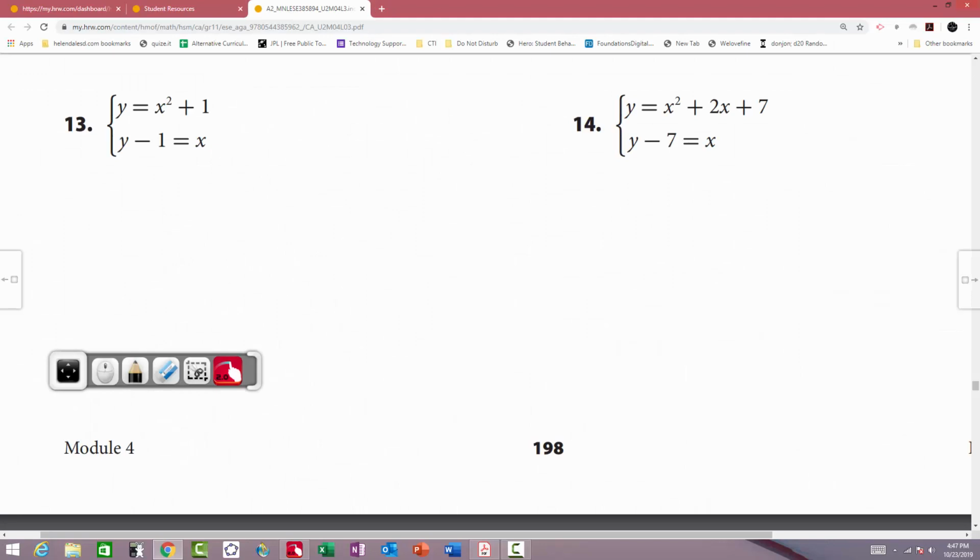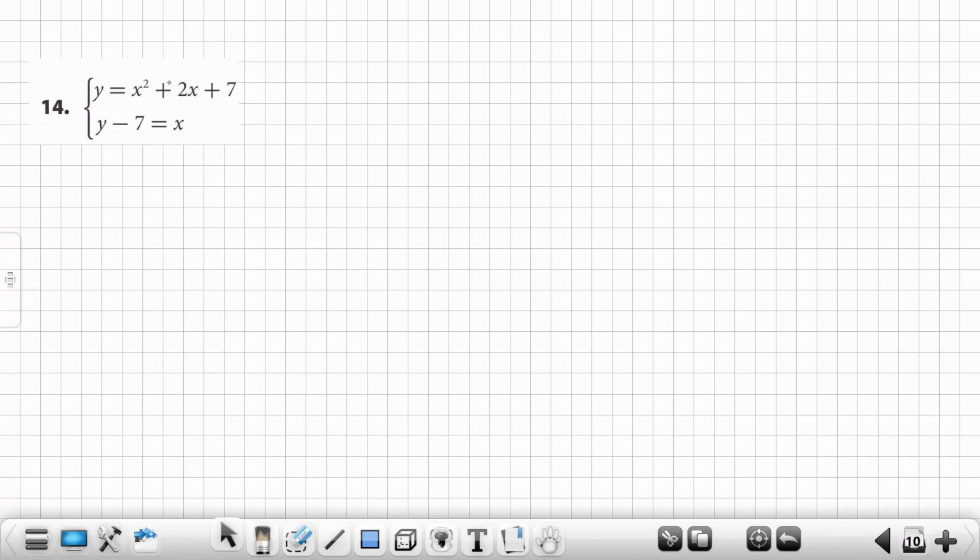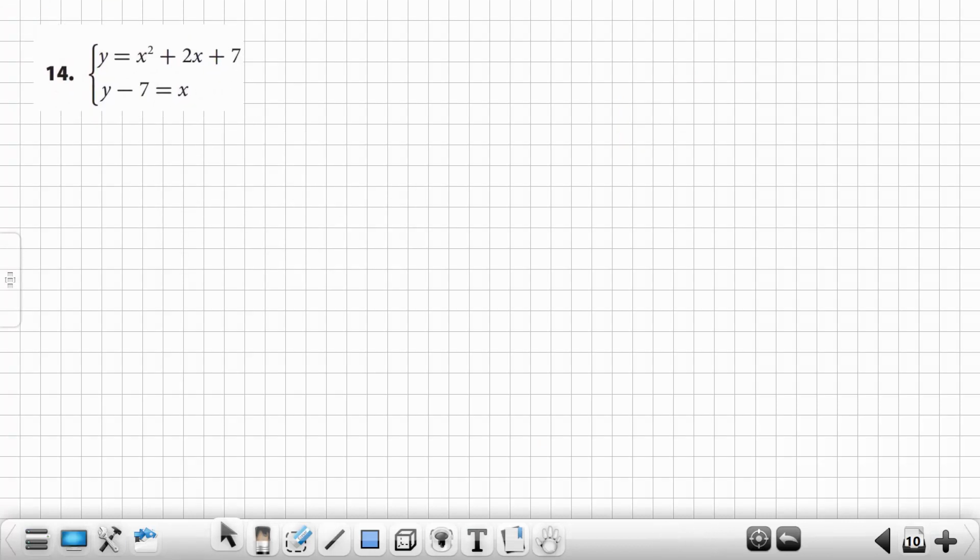Why are 12 and 13 the easiest two problems out of here? It's kind of weird. 14. Last one. Maybe this one will be the doozy.